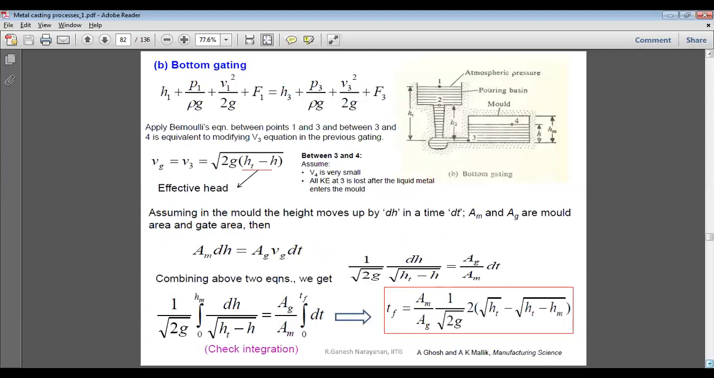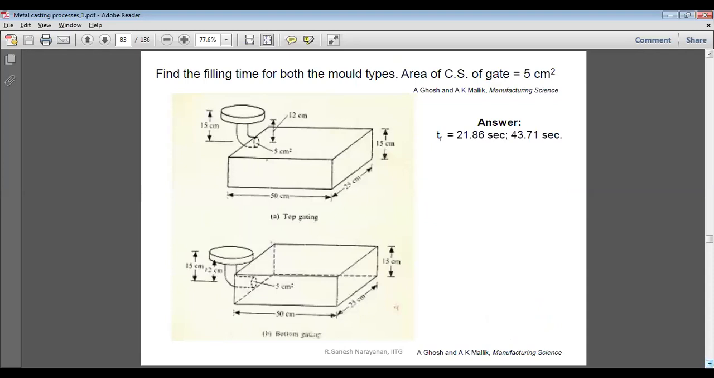So this is again the bottom gating system. We know this is the first point, second point, third point. The sum of all energies at the first point and the third point must be equal. So this way we calculate. These are the gating systems.